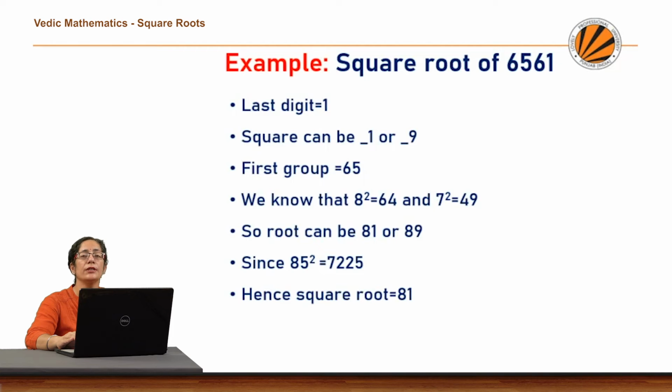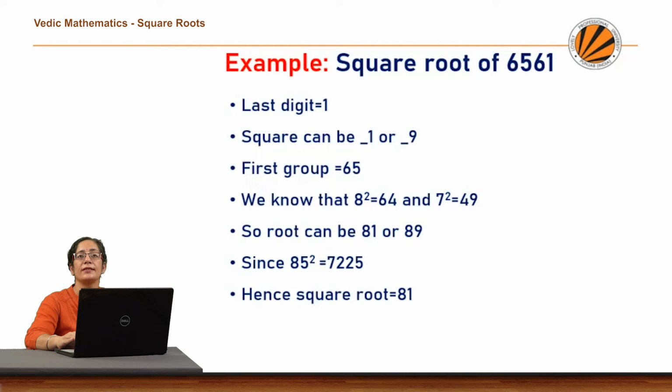Right? Let's take another example when the last digit is 1. We have to find the square root of 6561, where the last digit is 1. So the last digit of the square root can be either 1 or 9. Here the first group is 65, and we know that 8 square is 64 and 7 square is 49. So the square root can be either 81 or 89.